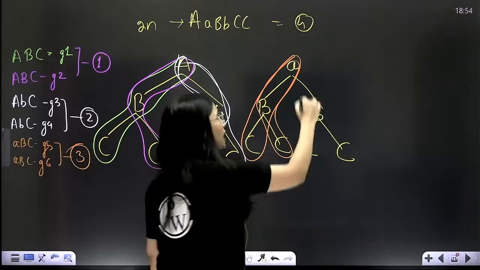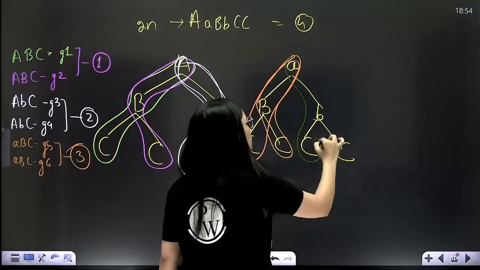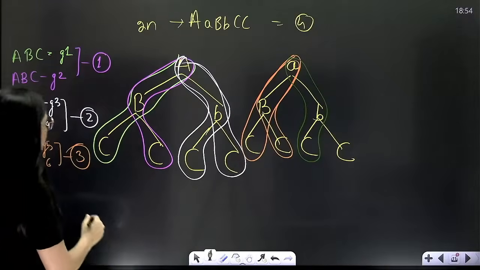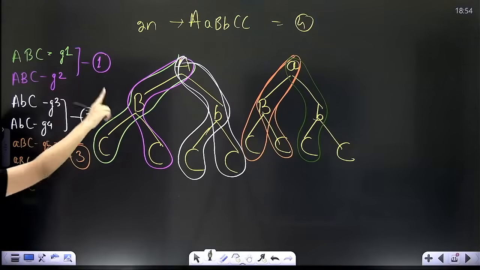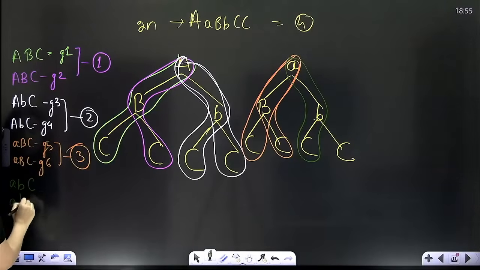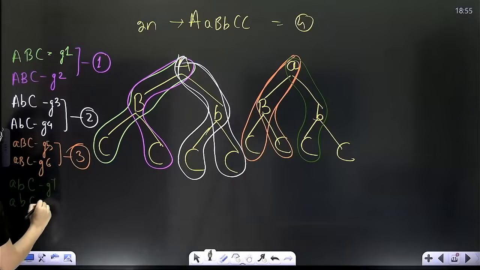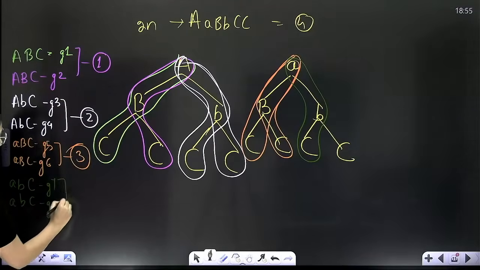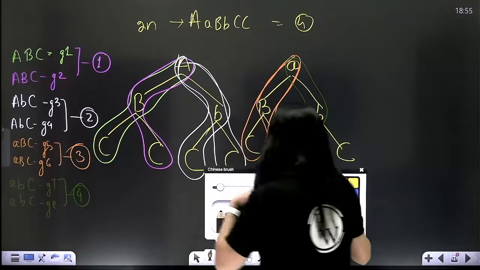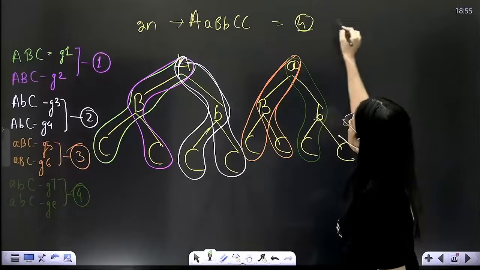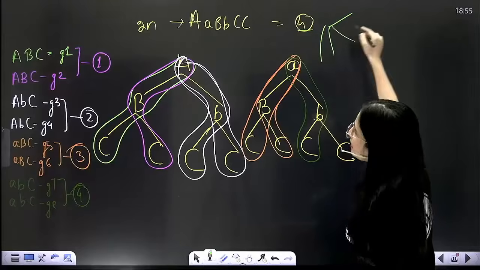Now, next branch. This is another branch. A, B, C. And in the last also you will get the same type of gamete. So, here this is the 4th type of gamete. So, 4 types of gamete. How many types of gametes do we have to obtain? 4. Now, what are the 4 types of gametes?